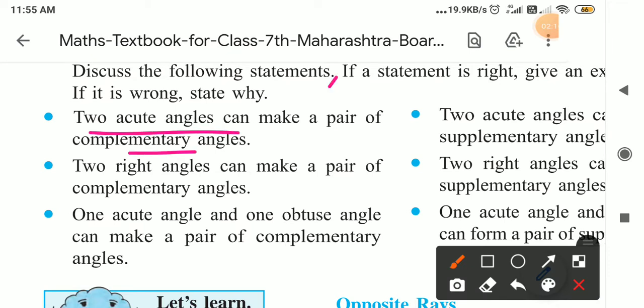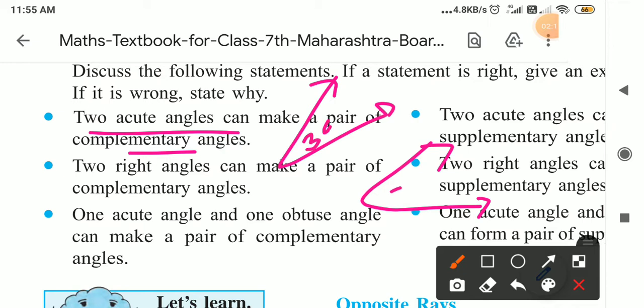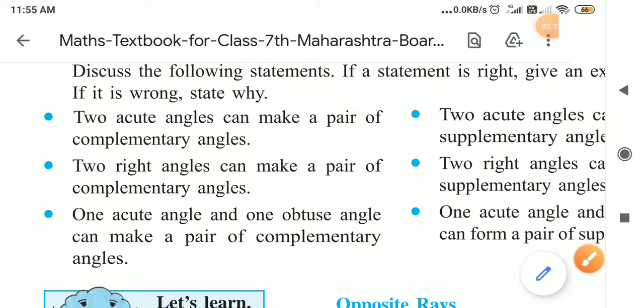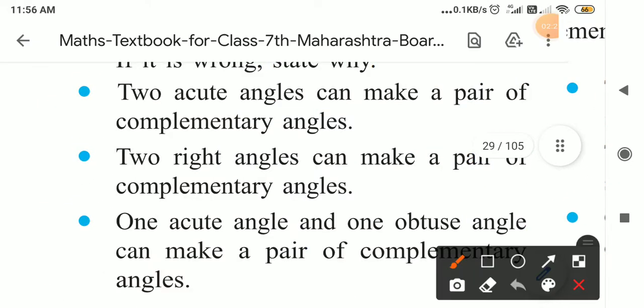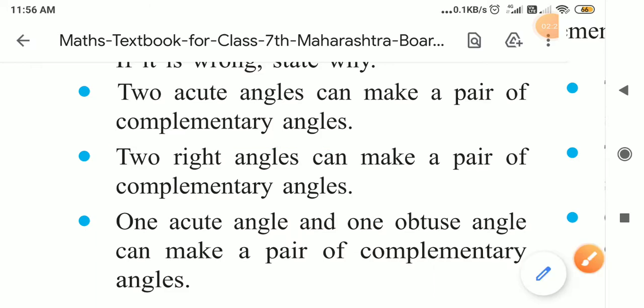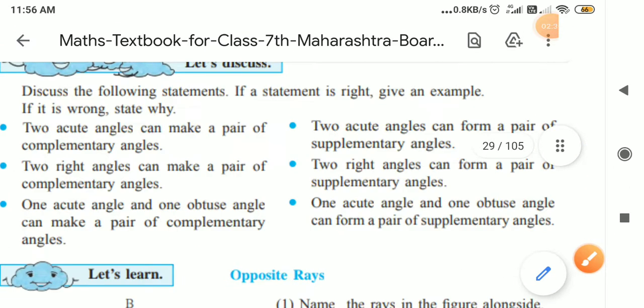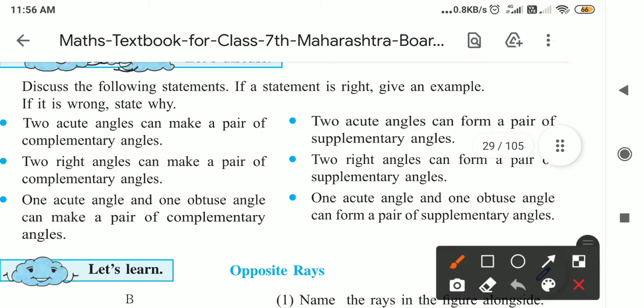But suppose I had taken 30 and 20, 30 plus 20 is equal to how much? 50. Then they are not complementary, but if the sum of these acute angles is 90 degrees, then these two acute angles form a pair of complementary angles. Then here again one more is given: two acute angles can form a pair of supplementary angles.